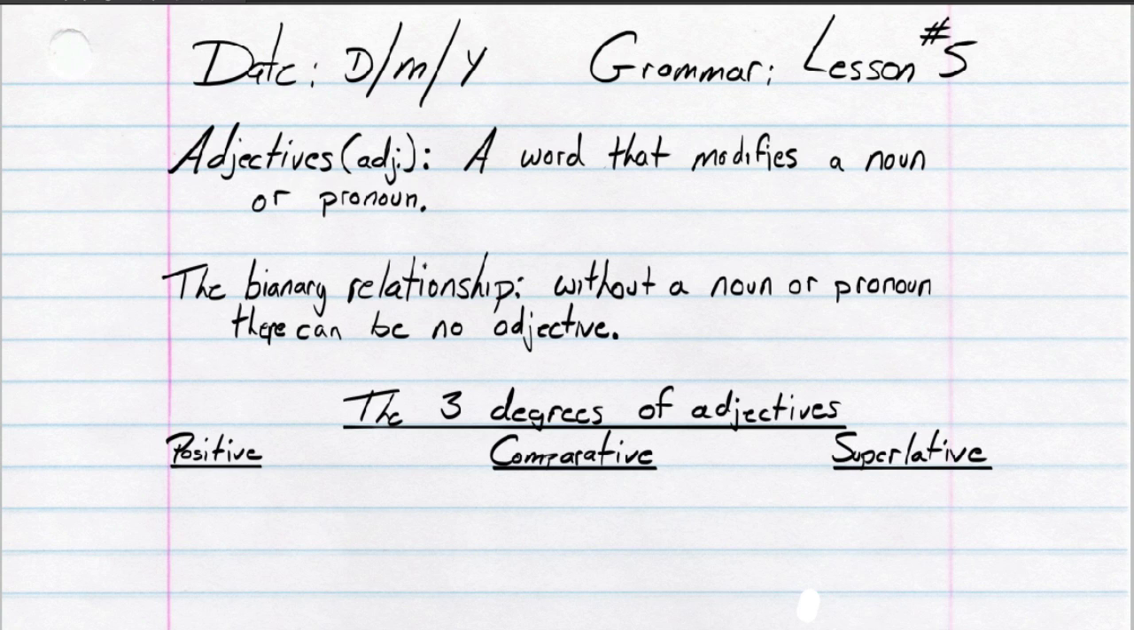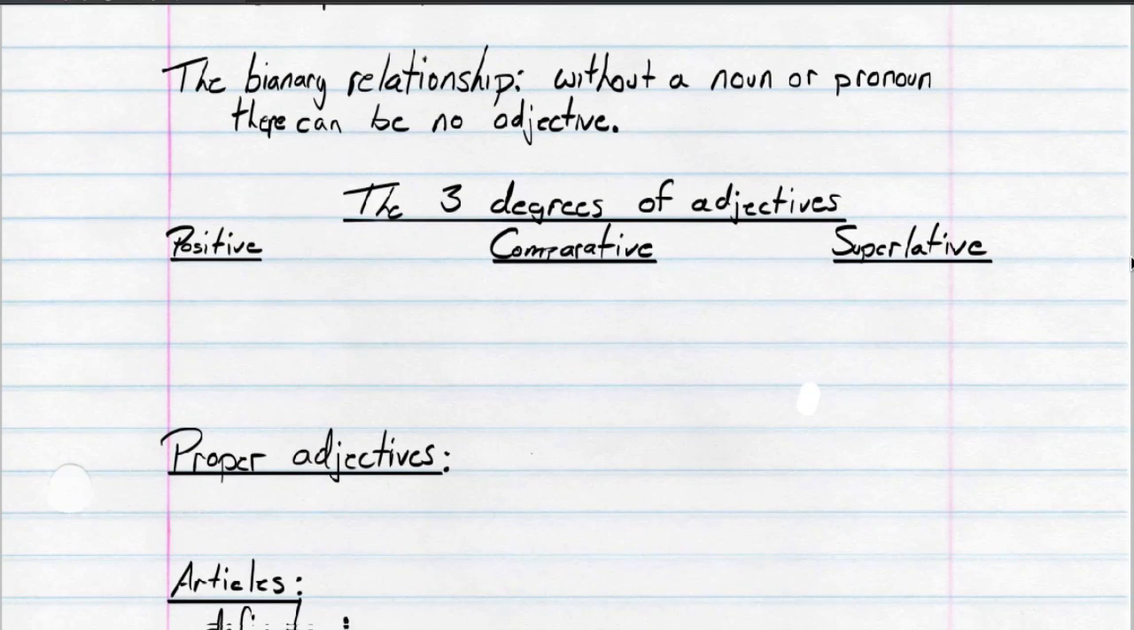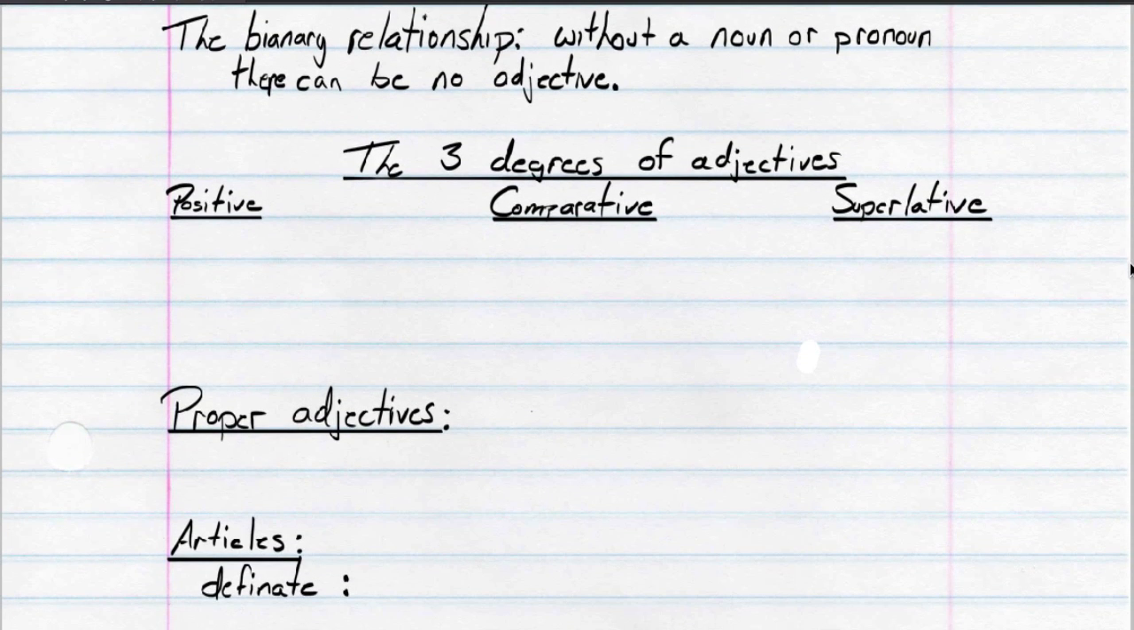Underneath, we have the 3 degrees of adjectives. I'm going to go ahead and readjust my page here. So we have 3 degrees of adjectives: positive, comparative, and superlative. Now the terms here, comparative and superlative, will make sense. They'll be easy to remember. Positive oftentimes just confuses my students. So I don't want you to think of positive in the sense of like the opposite of negative. Okay, positive is the starting point for an adjective.